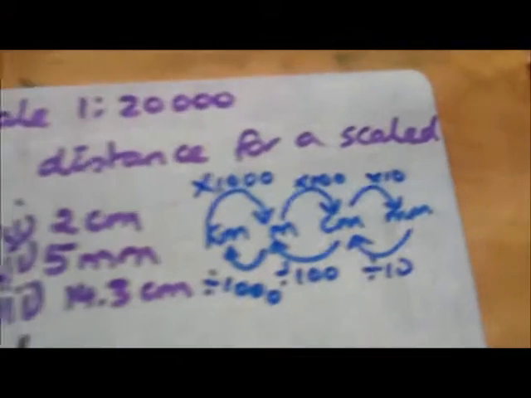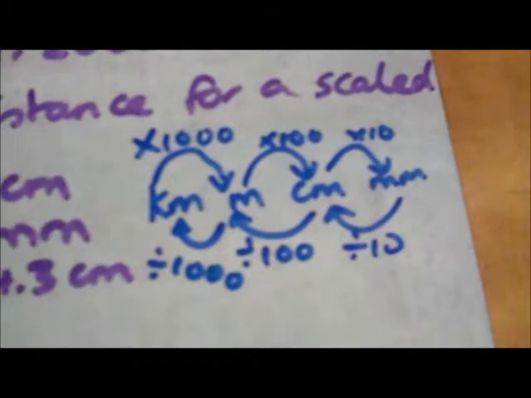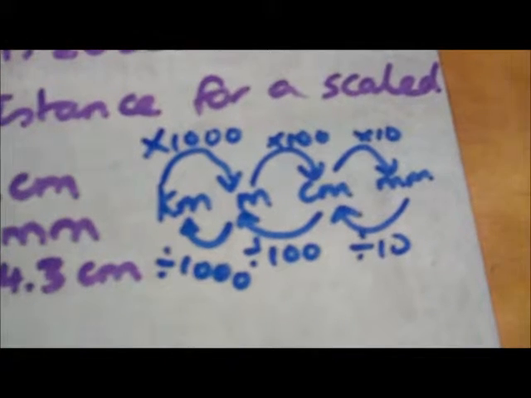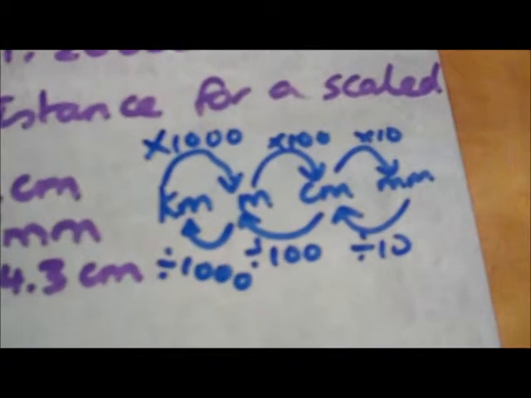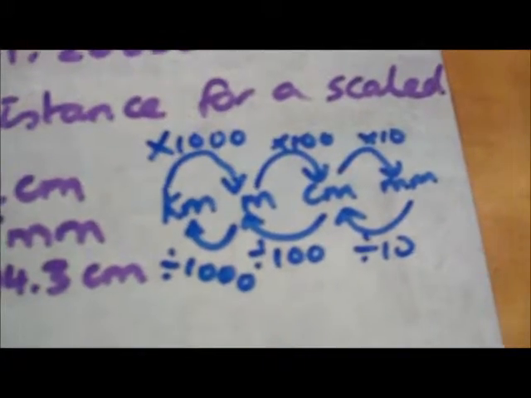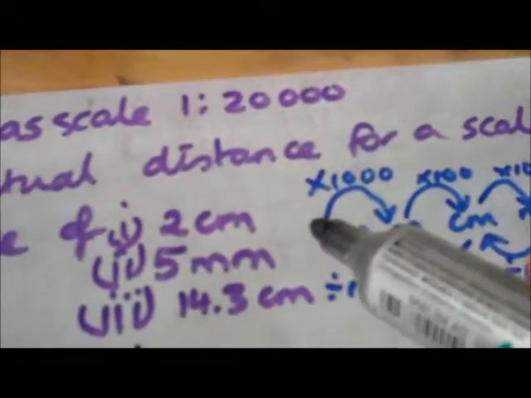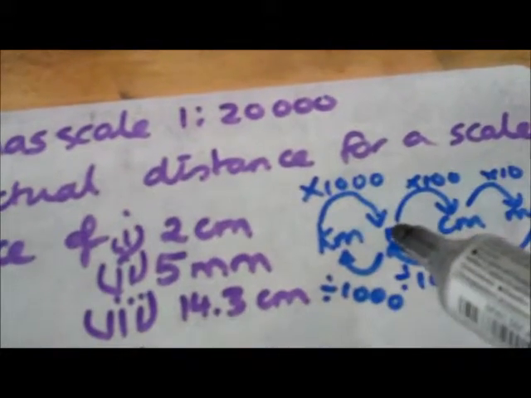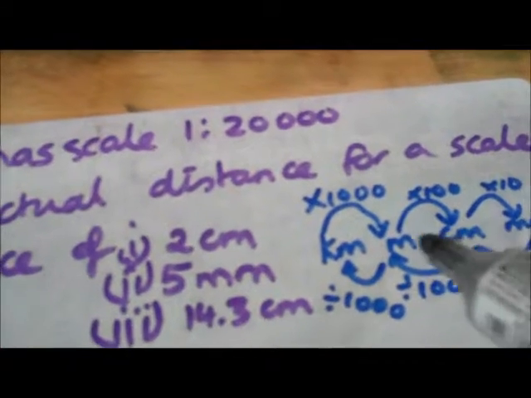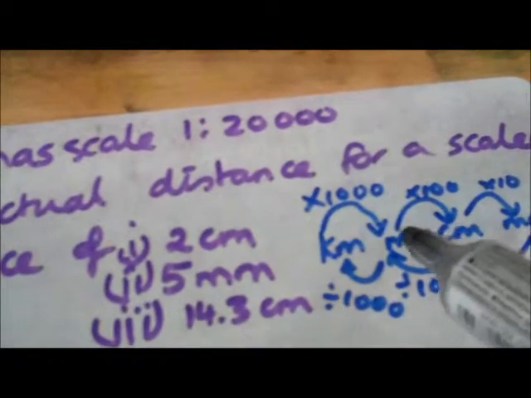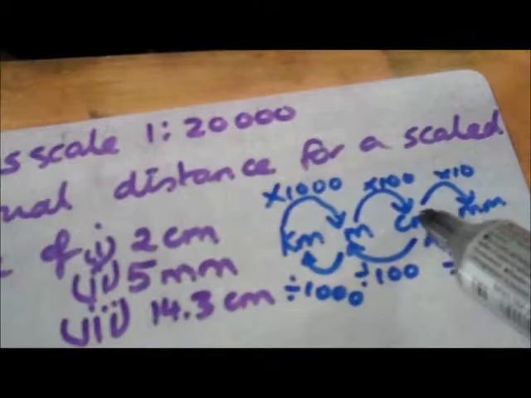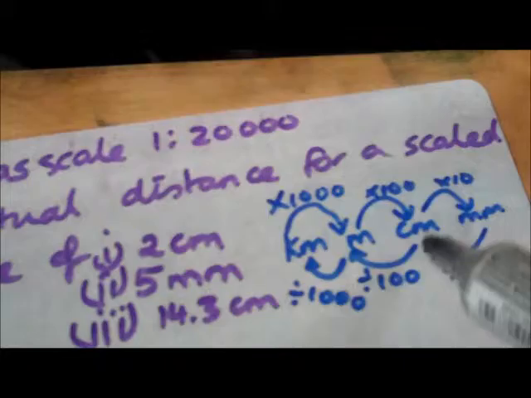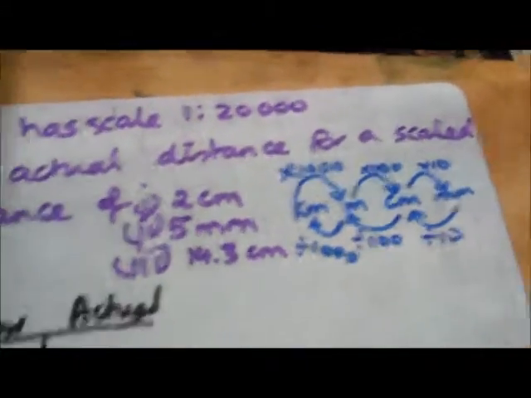Now you have to remember how to go from kilometres to metres to centimetres to millimetres. So even if you want to draw that little diagram in your books at the top of your page, because 1 kilometre is 1,000 metres, so that's the top arrow, I've times by 1,000. 1 metre is 100 centimetres, so I've times by 100. 1 centimetre is 10 millimetres, so I've times by 10. And so divide by 10, divide by 100, and divide by 1,000.